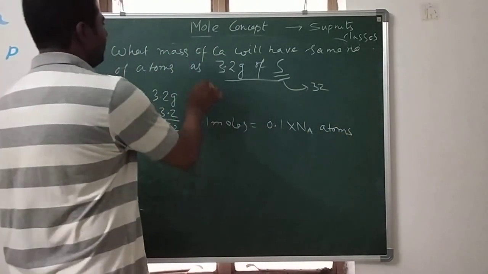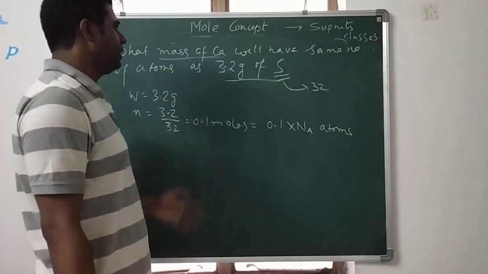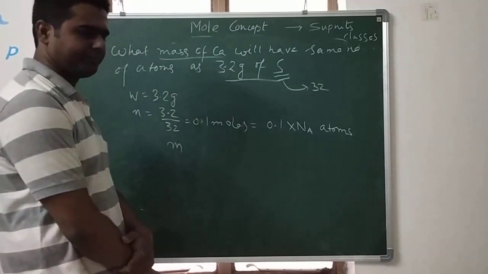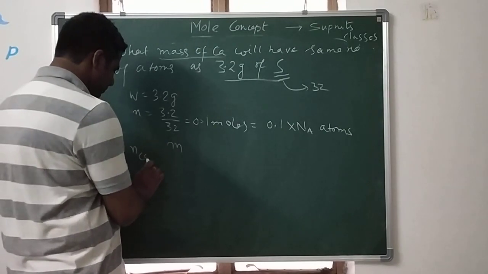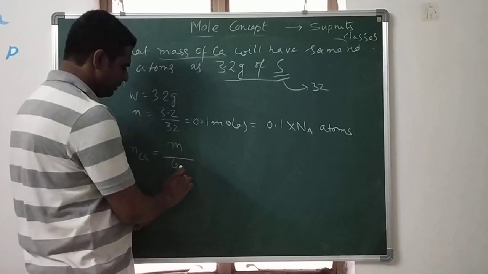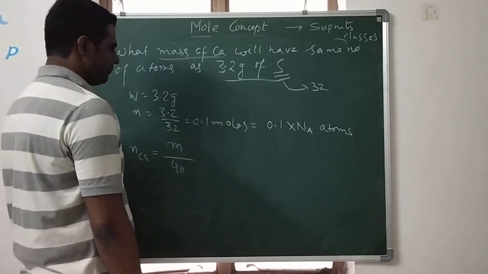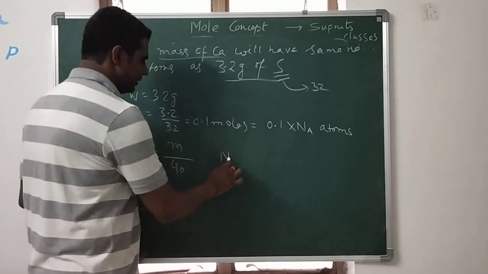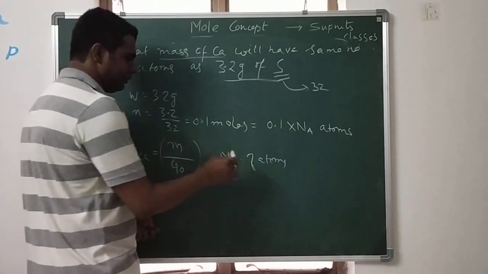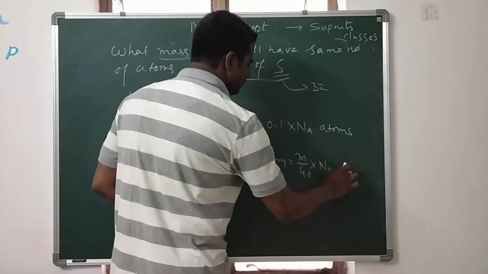Now it has been said to calculate what will be the mass of calcium that will have same number of atoms. See, you do not know what is the mass of calcium. So let's take mass of calcium is equal to M. Then what is the number of moles of calcium? Mass by atomic weight. Calcium atomic weight is 40. Okay? So this is the number of moles. Okay? So next, number of atoms of calcium. If this is the number of moles, what will be the atoms of calcium? M by 40 into Na atoms.